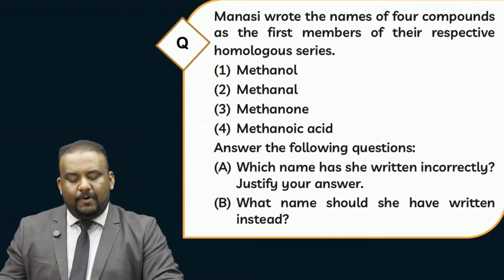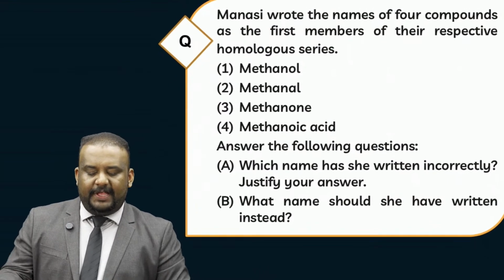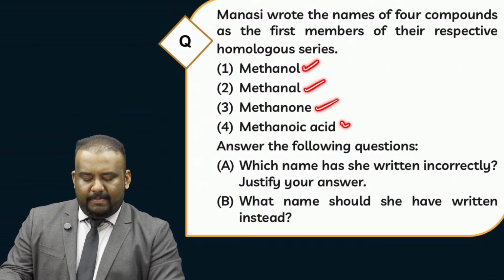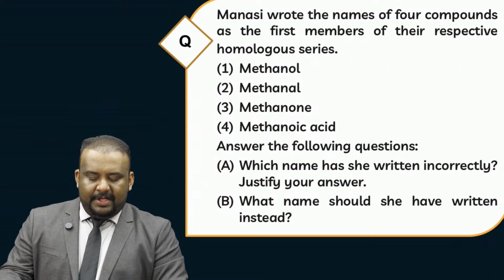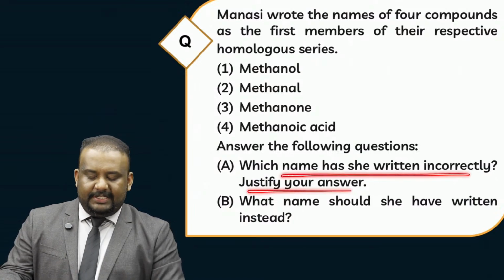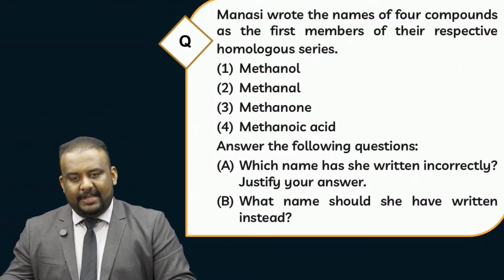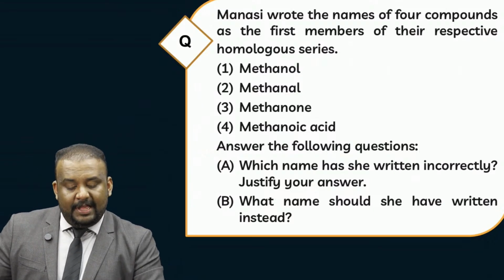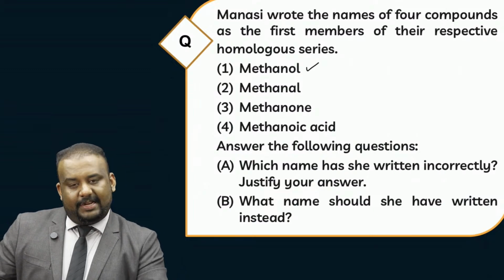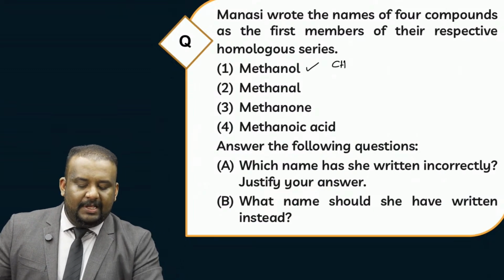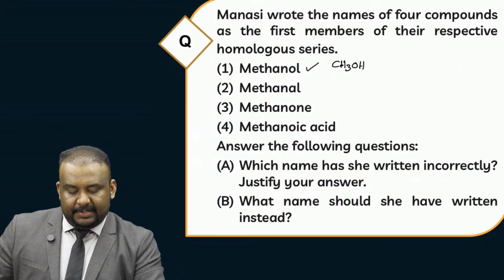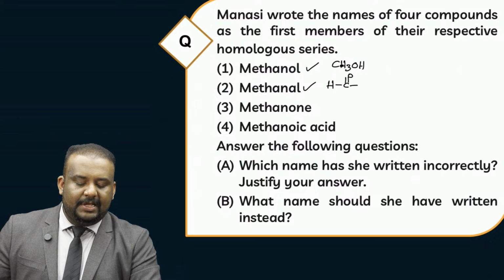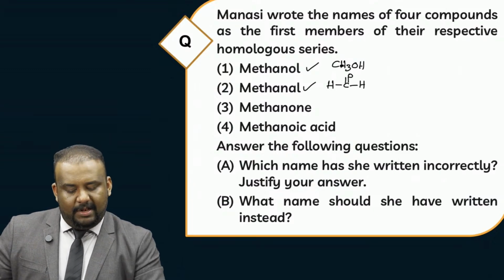Manasi wrote the names of 4 compounds as the first members of their respective homologous series. She wrote methanol, methanal, methanone, methanoic acid. Answer the following question. Which name has she written incorrectly? Justify your answer. She wrote the first member of each homologous series. Methanol is correct because the first alcohol is CH3OH. Methanal is correct because the first aldehyde is formaldehyde or methanal.